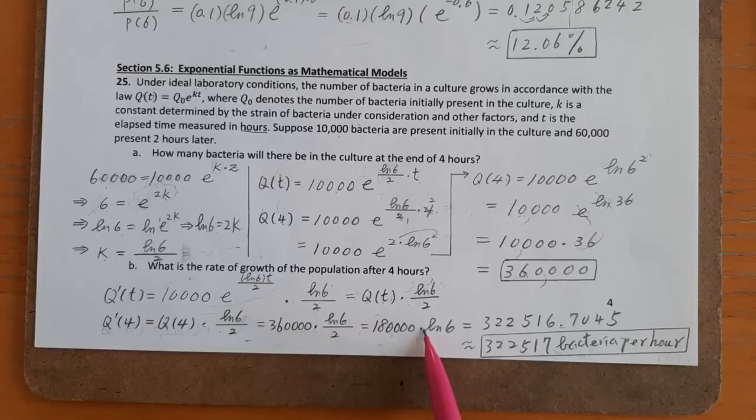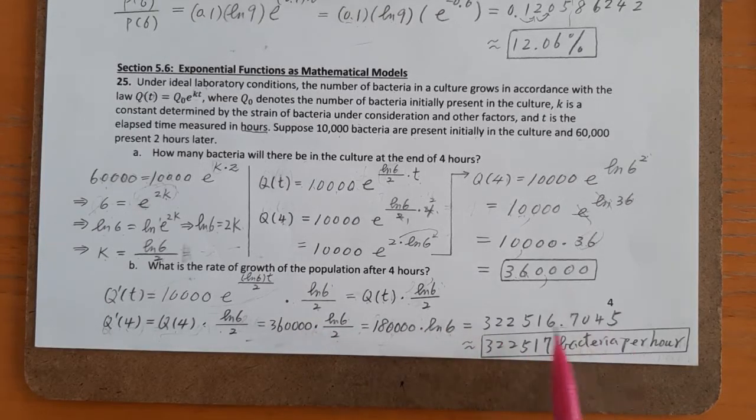Cancel 2 times ln 6. Now use calculator to figure out this. And the number of bacteria should be a whole number, so you round it to the whole number. So you get 322,517 bacteria per hour, because this is the rate per hour increased by so many bacteria.